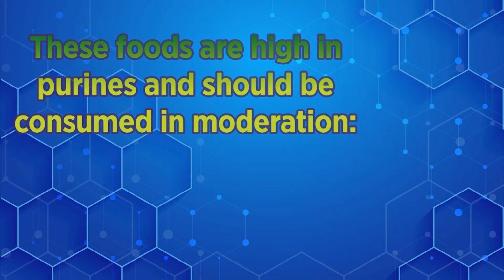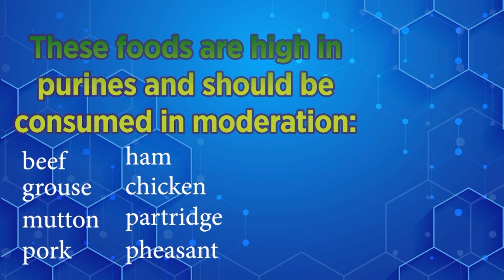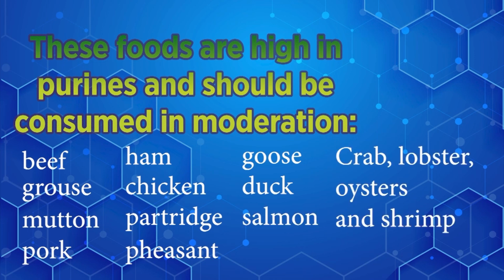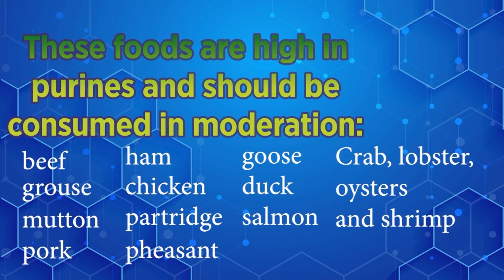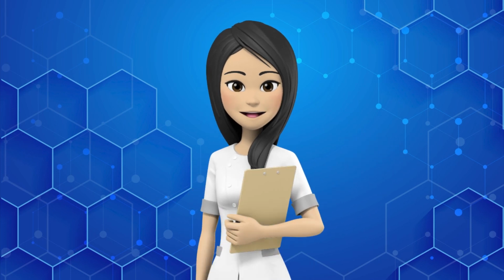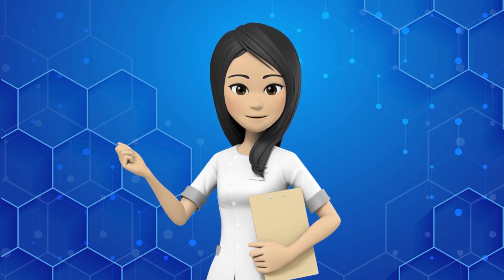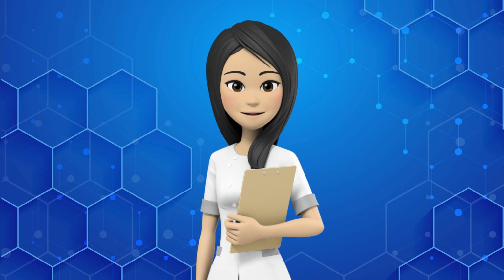These foods are high in purines and should be consumed in moderation: beef, grouse, mutton, pork, ham, chicken, partridge, pheasant, goose, duck, salmon, crab, lobster, oysters, and shrimp. While these proteins contain fewer purines than those on the previous list, you should still try to limit your daily intake of all animal protein to 3 to 6 ounces, or 1 to 2 servings.